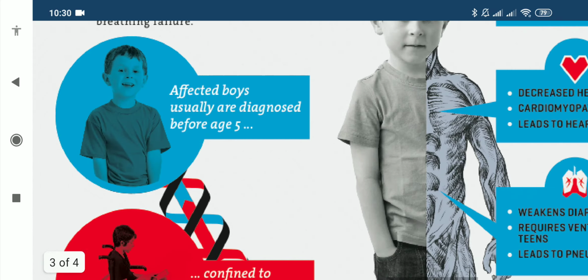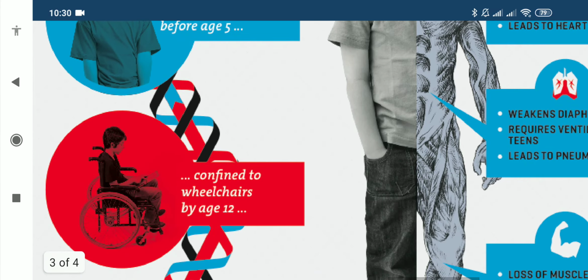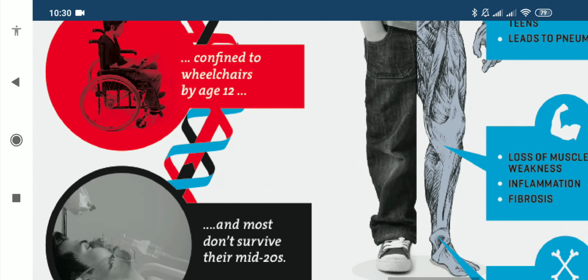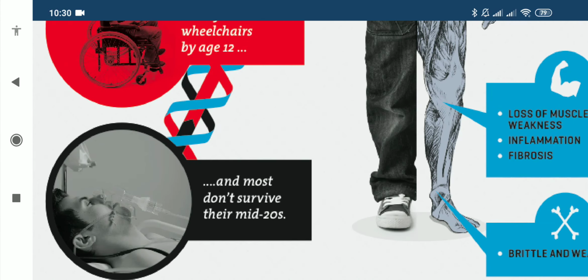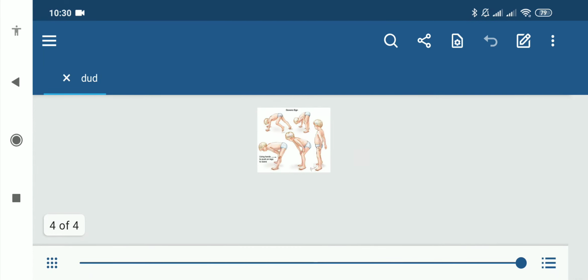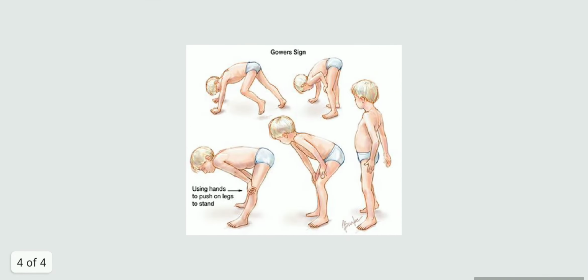The symptoms appear by the age of 5, and they need a wheelchair by the age of 12, and they don't survive beyond 20 years of age, with death in the mid 20s. There is the presence of Gower sign, that is, they need the support of the knee and the hand for standing up, known as Gower sign.